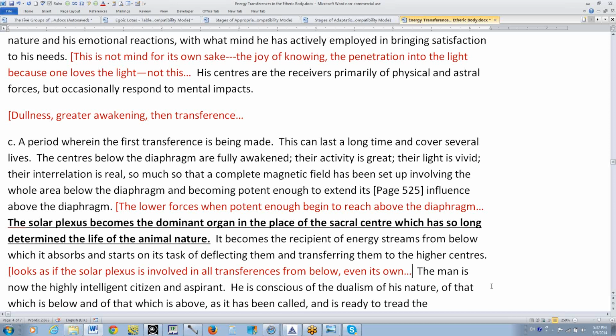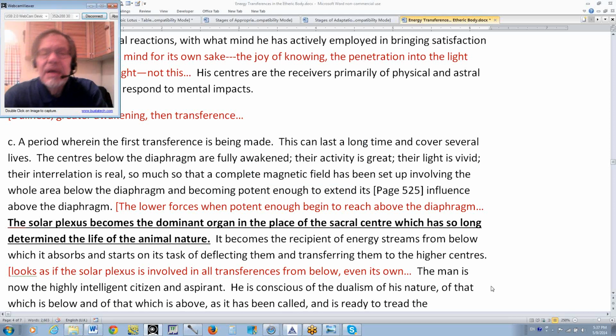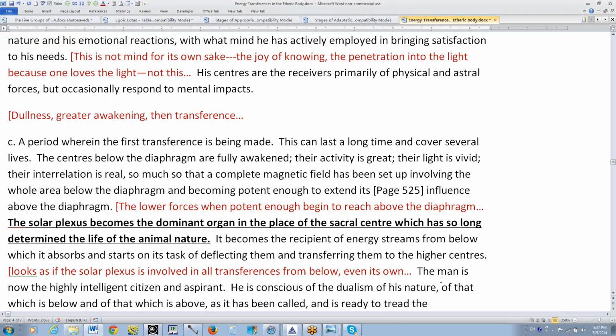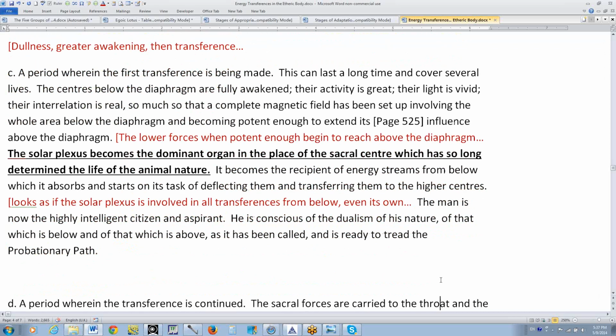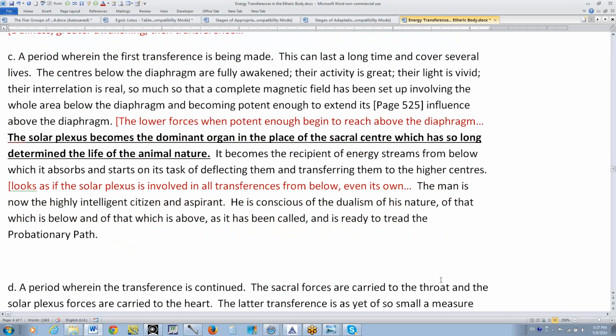We've moved in this paragraph. He is conscious of the dualism of his nature, which means he's working in the love petals, because it is in the love petals that his sense of dualism is impressed upon his consciousness. He is conscious of the dualism of his nature, of the higher power and his more ordinary personal nature, of that which is below and that which is above, as it has been called, and is ready to tread the probationary path.